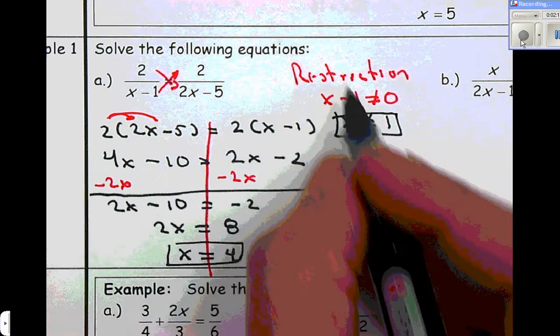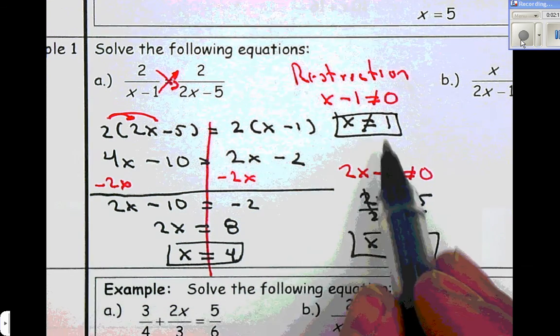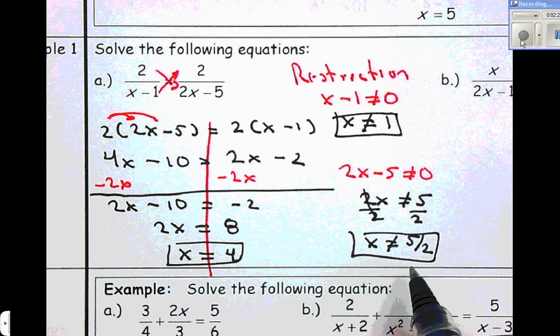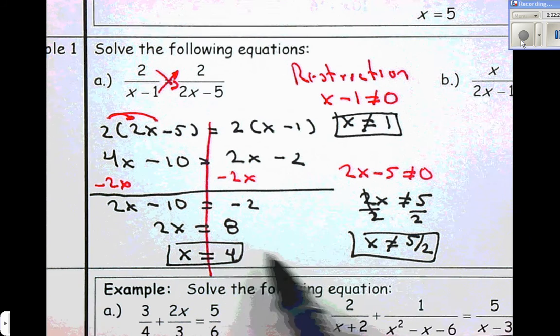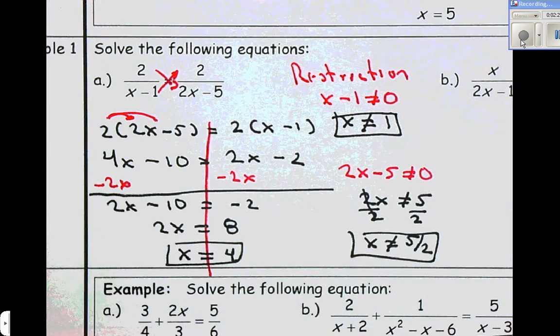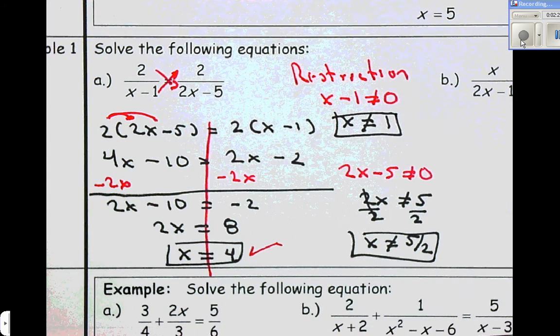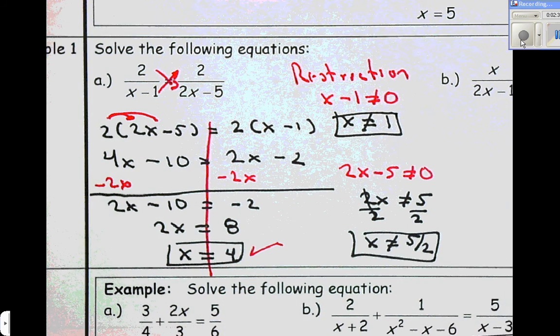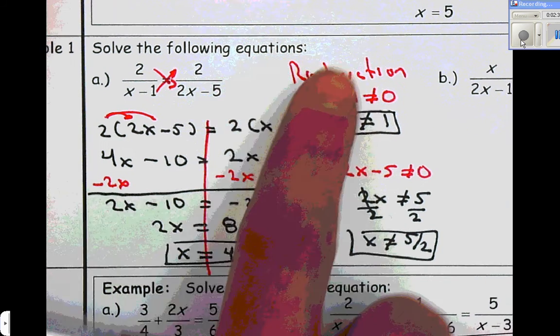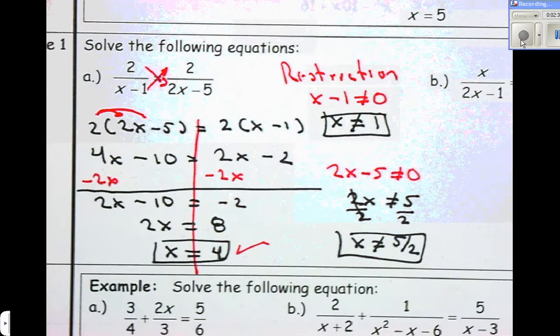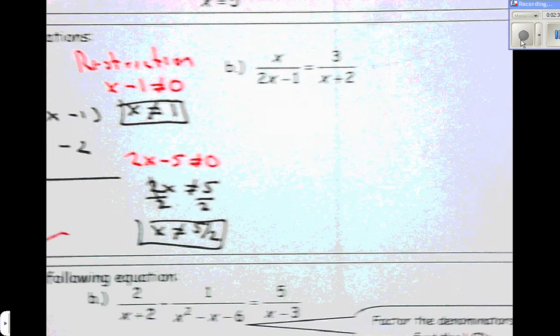And if you notice, our restrictions are x cannot be equal to 1, and x cannot be equal to 5 over 2. But in this case, it's not a problem because the value of x is 4, which is fine. Yes, you must do the restriction for each problem. I know it seems like a lot of work, but it's very quick. Otherwise, you might get some incorrect answers.